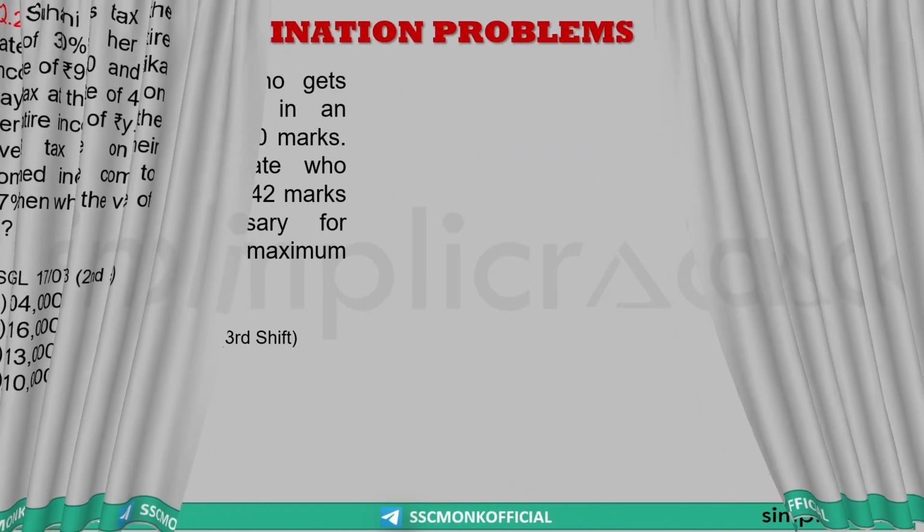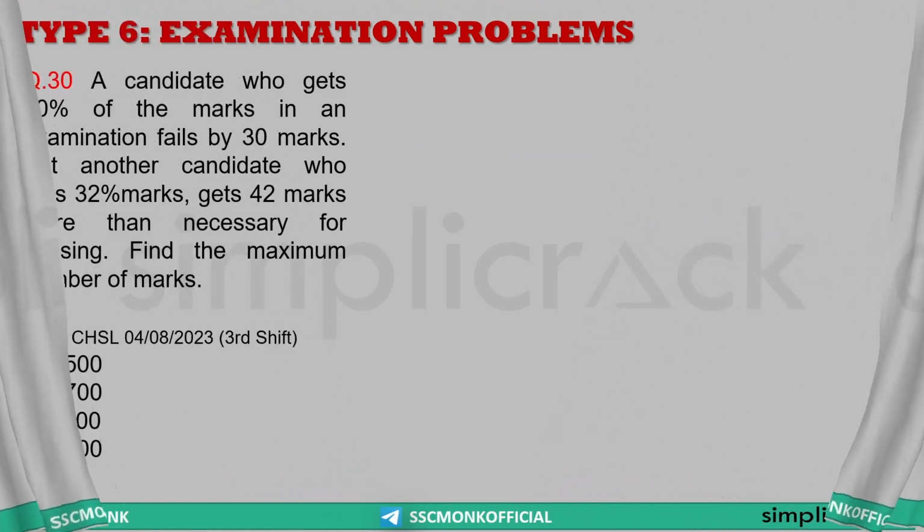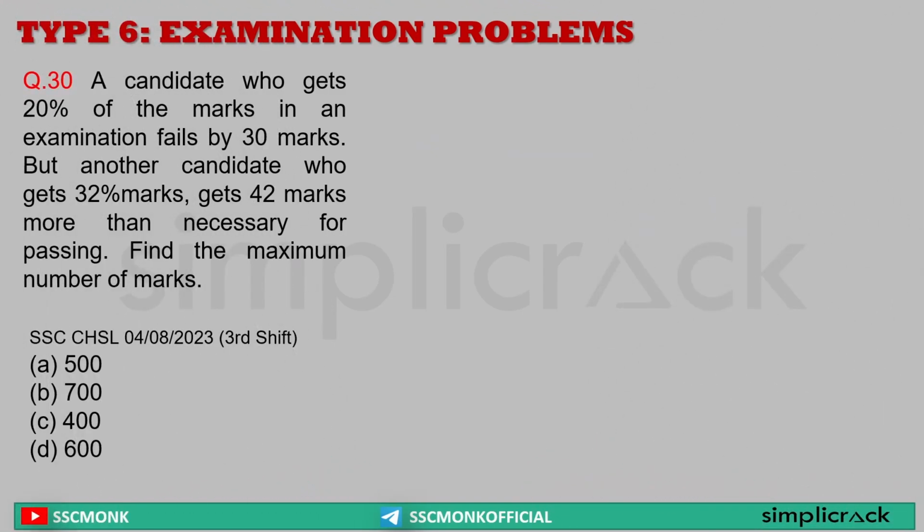Now the next type. It is all about what? It is about the examination problem. It is one of the favorites nowadays. A candidate who got 20% of the marks in an examination fails by 30 marks. Sir, let's say the passing mark was 50. So when I say I failed by 20 marks, that means how much I scored? 50 minus 20 is equal to 30. So if I would have scored 20 more marks, I would have passed. That means whatever I scored, if I add 20, I will get what? The passing mark. Yes or no?